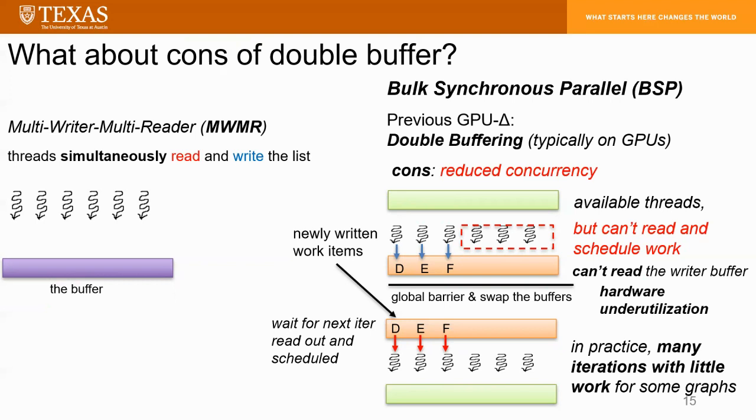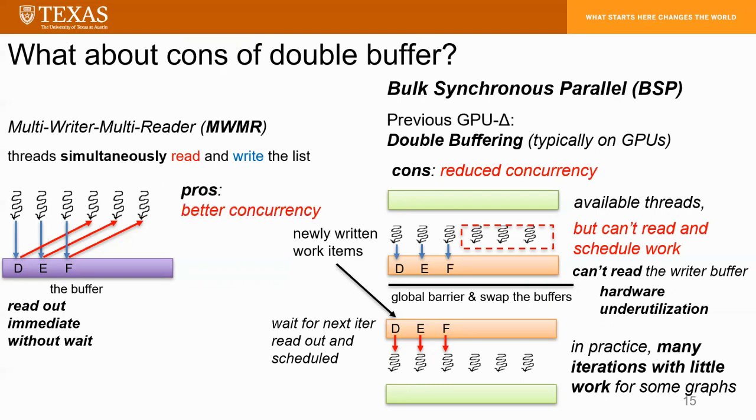And more generally, if we process algorithm iterations separated by a global barrier, this is also known as bulk synchronous parallel. In contrast, if we use a multiple reader, multiple writer approach, we don't have this problem, because as soon as a work item is fully written to the buffer, it can be read out and scheduled. So you have better concurrency. And more generally, this approach is asynchronous, which means we only have a single iteration and no global barriers are used.